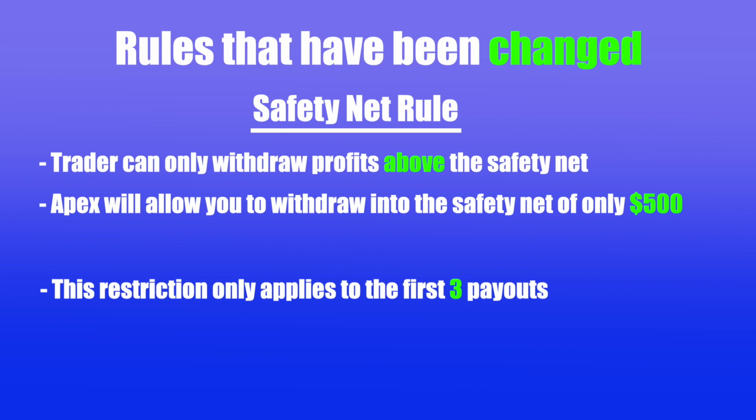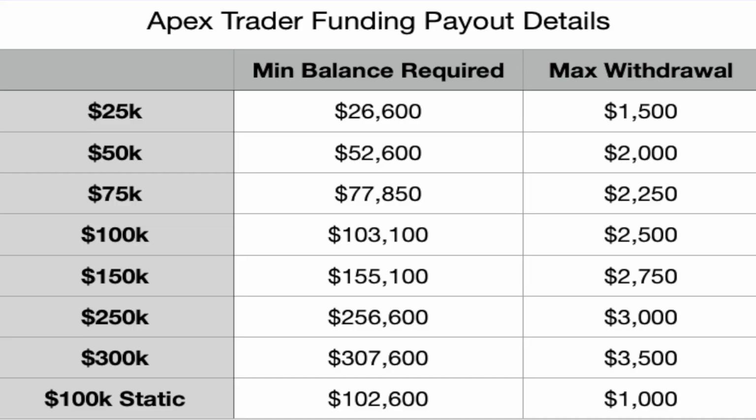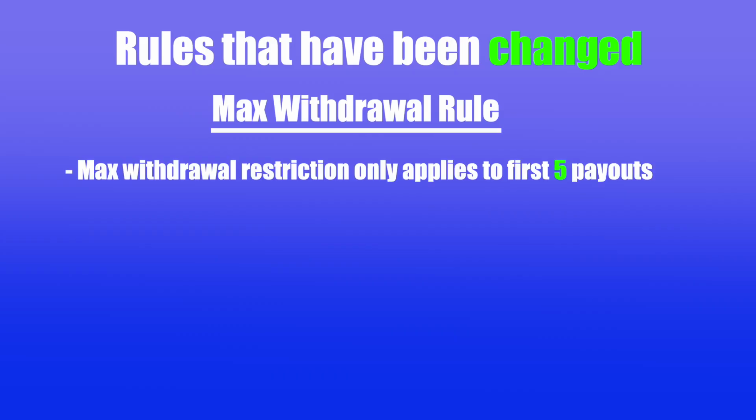So I hope all of that made sense, but if you have any questions, leave them in the comments down below. The other rule Apex has made is regarding the maximum that you're allowed to withdraw. So going back to this table, this represents the max amount you can withdraw for each account. This rule was enforced for the first 3 months of payouts and will lift during your 4th month. This is no longer the case. Instead of 3 months, the rule changed to your first 5 payouts. So you now only need to be mindful of this rule just for your first 5 payouts, meaning at your 6th withdrawal, you can withdraw as much profits as you like.